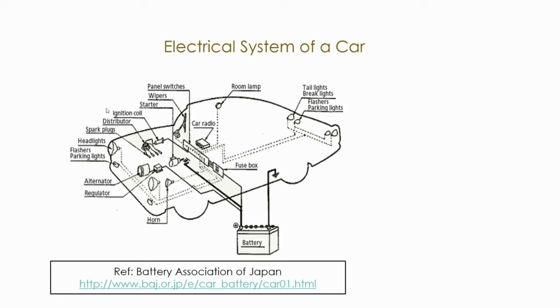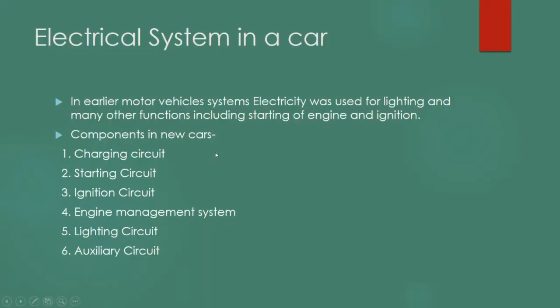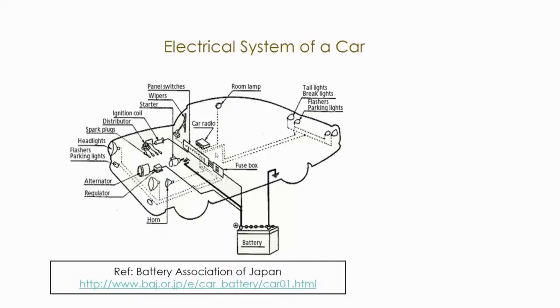You can see here the headlights. This is the lighting circuit, which I am going to discuss in detail afterwards. These are the auxiliaries: you can see the car radio and the wiper. These are the car auxiliary circuits, and I think I've covered all this. The engine management system handles things like measuring the fuel tank level and everything extra.